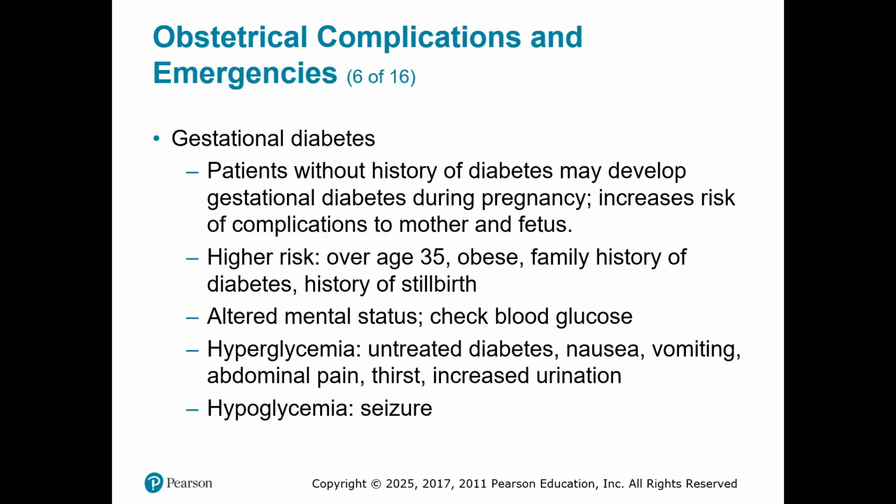Gestational diabetes. Patients without a history of diabetes may develop gestational diabetes during pregnancy, with increased risk of complications to mother and fetus. Higher risk is in patients over the age of 35, obese, with a family history of diabetes, or a history of stillbirth. Altered mental status: in this case, we make sure we check a blood glucose level. Hyperglycemia, untreated diabetes: nausea, vomiting, abdominal pain, thirst, and increased urination. And hypoglycemia can lead to seizures.